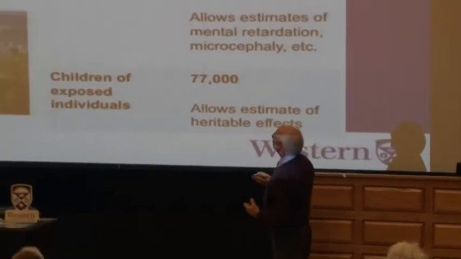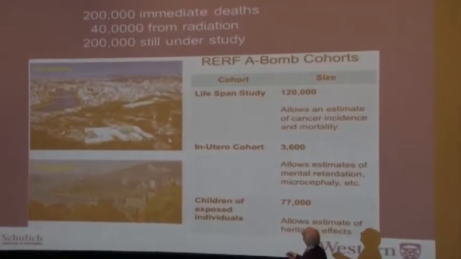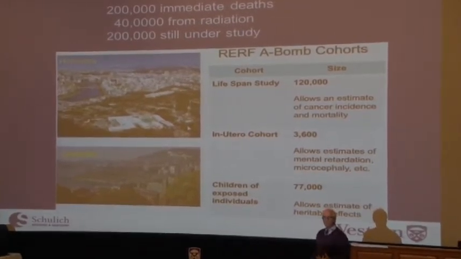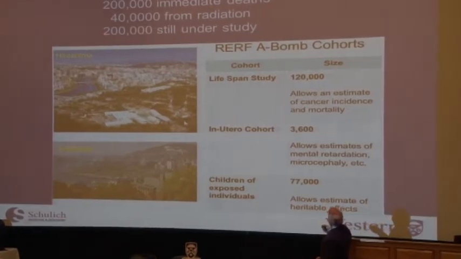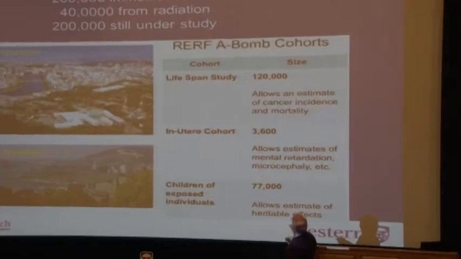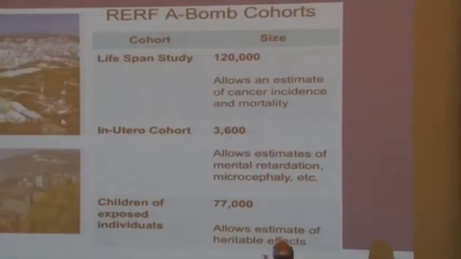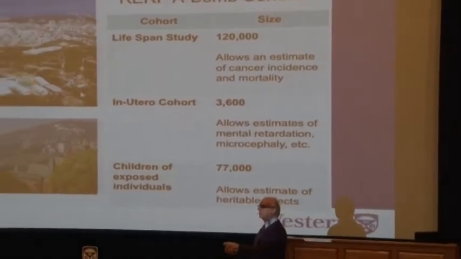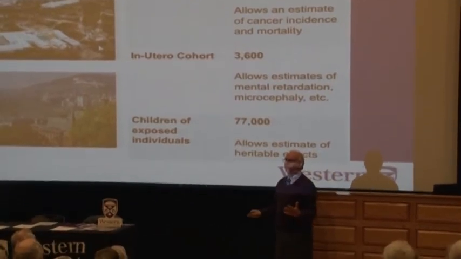So, where do we get the data from? How do we know that? How can we say what the risk is? Well, we get it from Hiroshima and Nagasaki. Those unfortunate events of World War II provide the most reliable information on the risks due to radiation. There's a lifespan study following 120,000 survivors that are being followed to this day. This allows an estimate of cancer incidence and mortality in that population compared to a comparable population that was further away from the blasts.